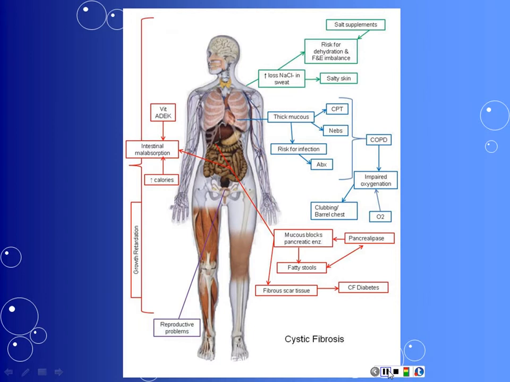Long term with these kids, cystic fibrosis is a COPD, or chronic obstructive pulmonary disease. So depending on the severity, you will see them. They may be barrel-chested, like an adult that you've seen with emphysema. Because it's a COPD, you will have that impaired oxygenation. So over time, depending on the severity, you will see clubbing of their fingers and their toes, their toenails too.